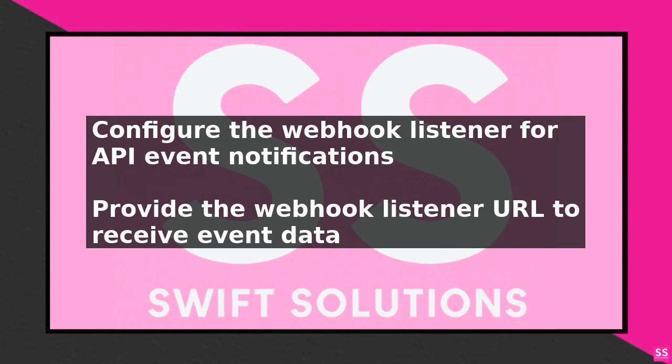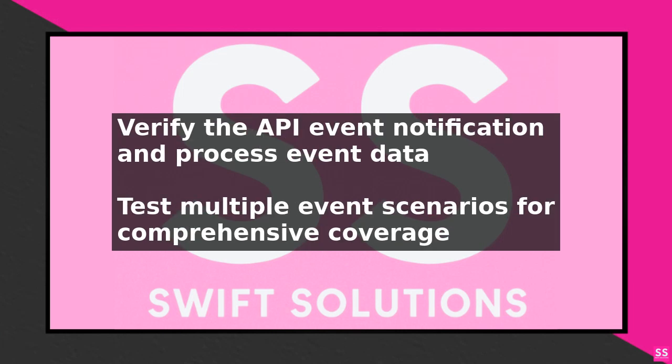With your webhook listener configured, you can now trigger the API event you want to test. For example, if you are testing the bill creation event, you can create a new bill in your Bill.com account. When the event is triggered, Bill.com will send a notification to your webhook listener, which will receive and process the event data.